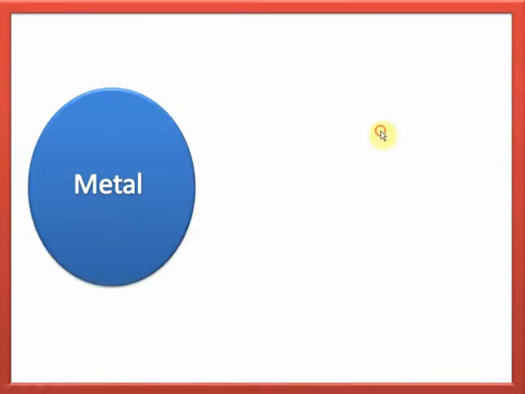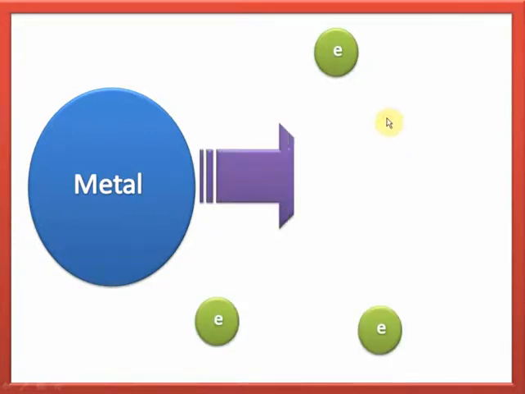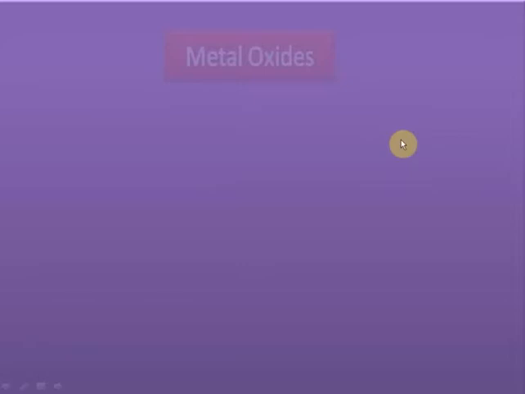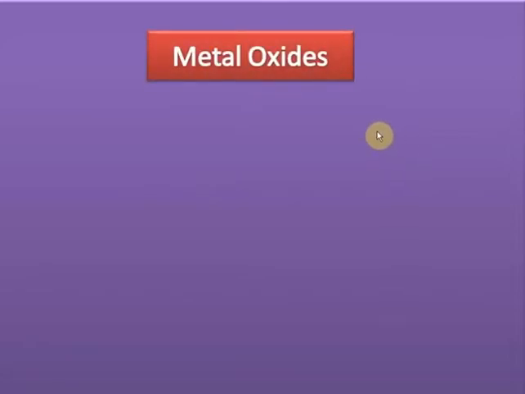We'd even learned that metals form positive ions. They give off electrons, and when they give off electrons, positive ions are formed. Non-metals similarly accept electrons, and when they accept electrons, they form negative ions. After studying all these properties, we had moved on to the chemical properties of metals.